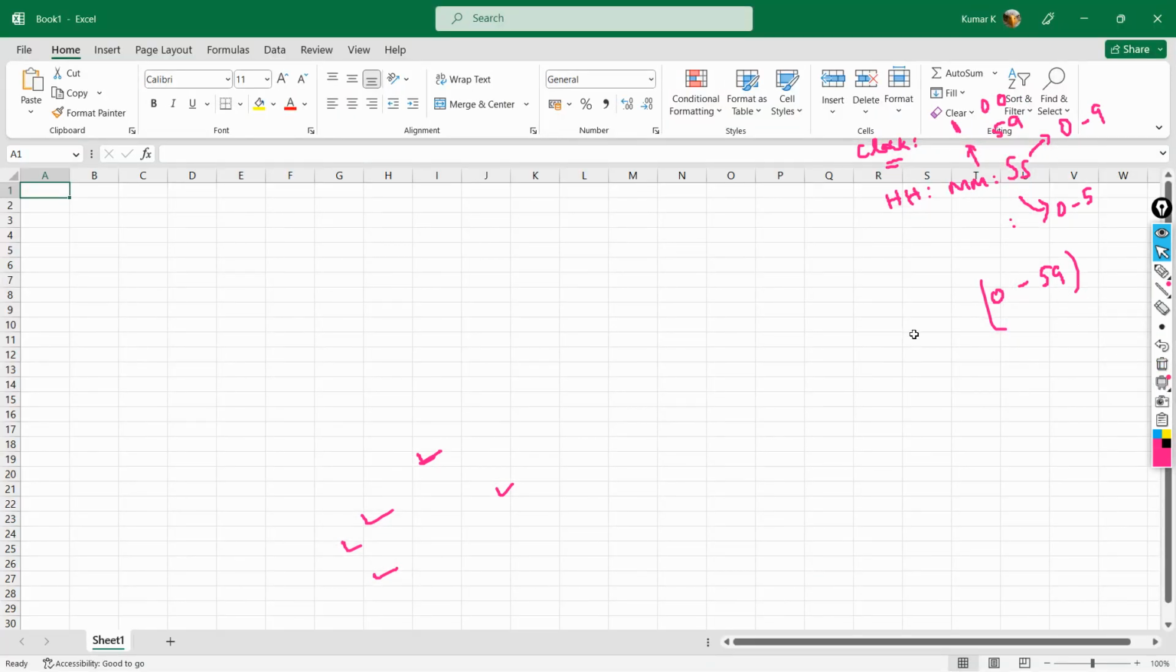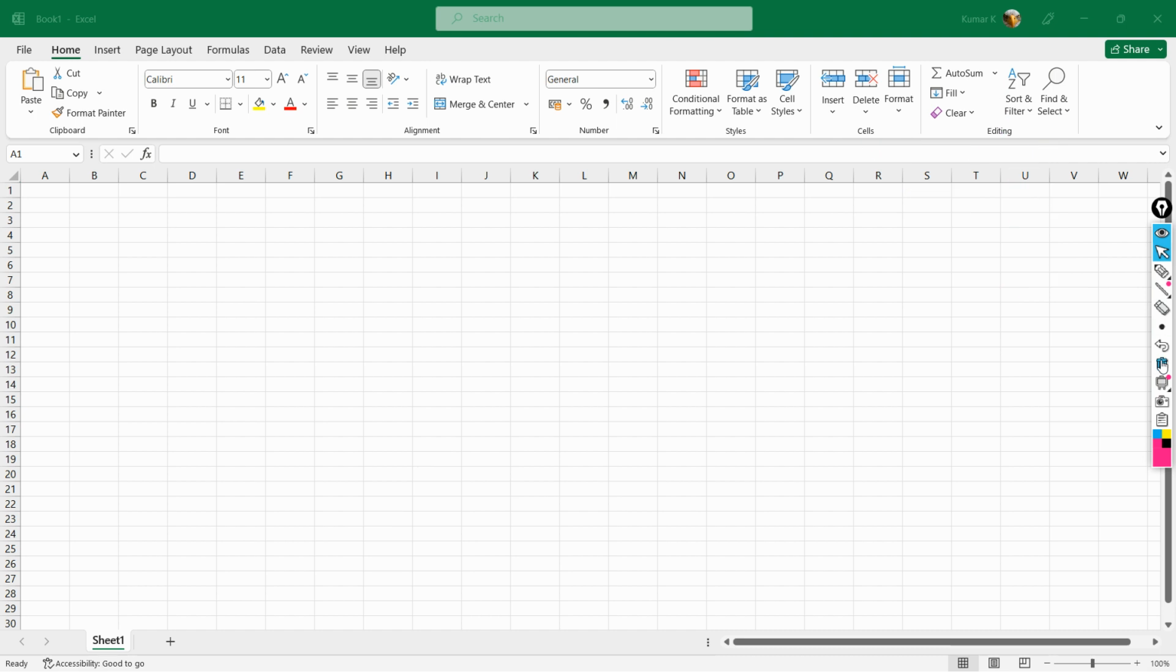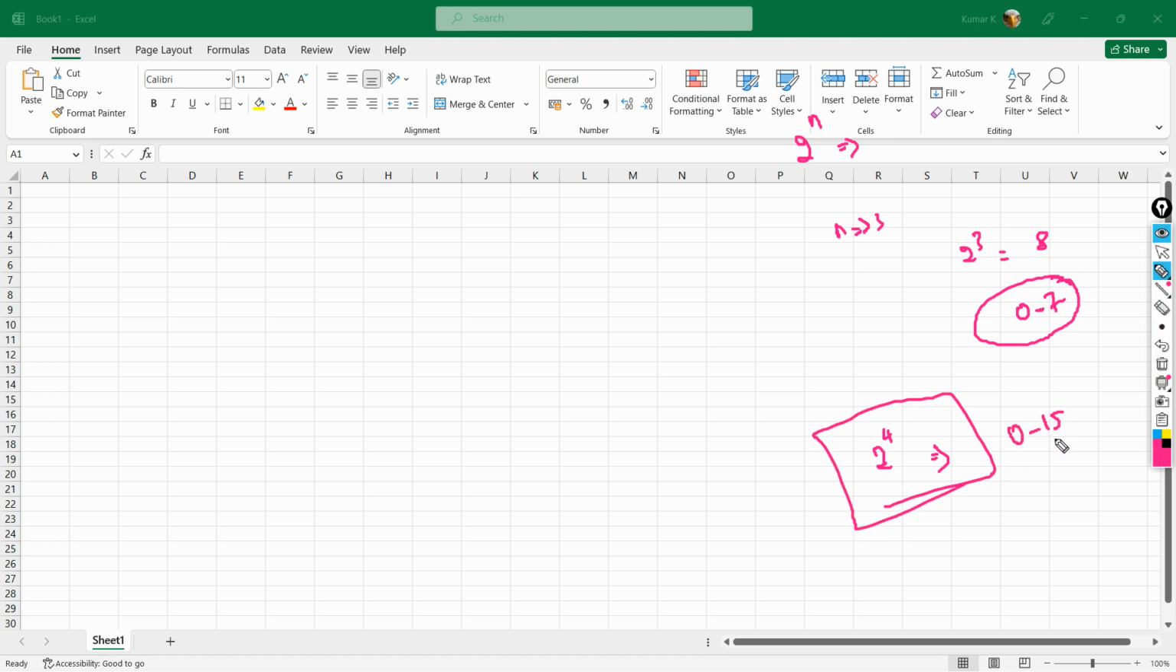We need 2 to the power n states. If n equals 3, that means 2 to the power 3, which is 8, so 0 to 7. Anything beyond this, you need to increase n, the number of bits, to 4. So 2 to the power 4, and you can count 0 to 15, a total of 16 different states. For our understanding, let's design only 3 bits.